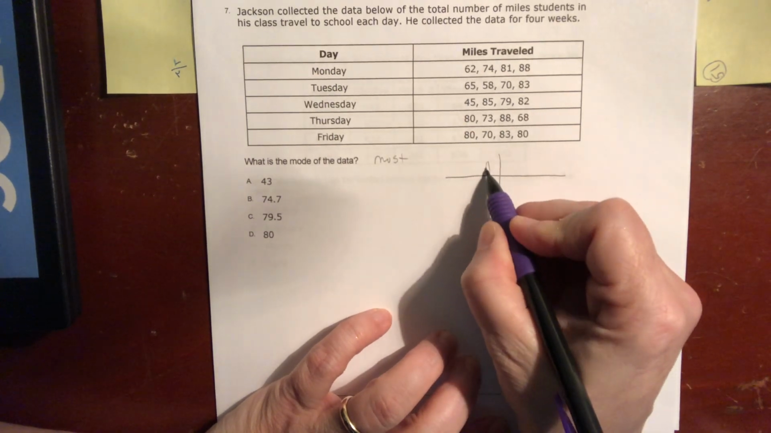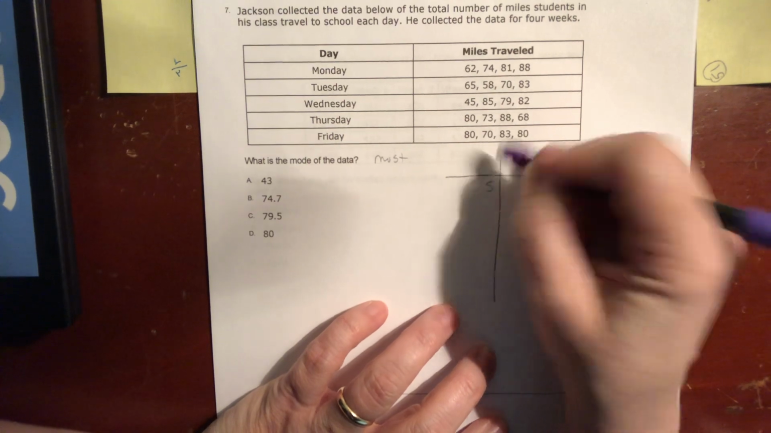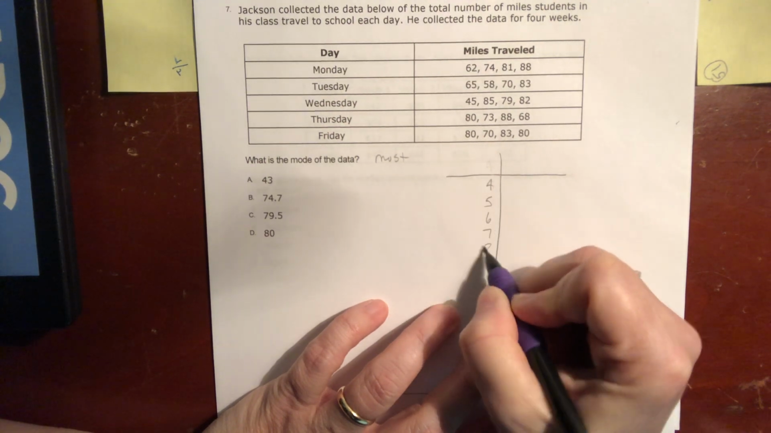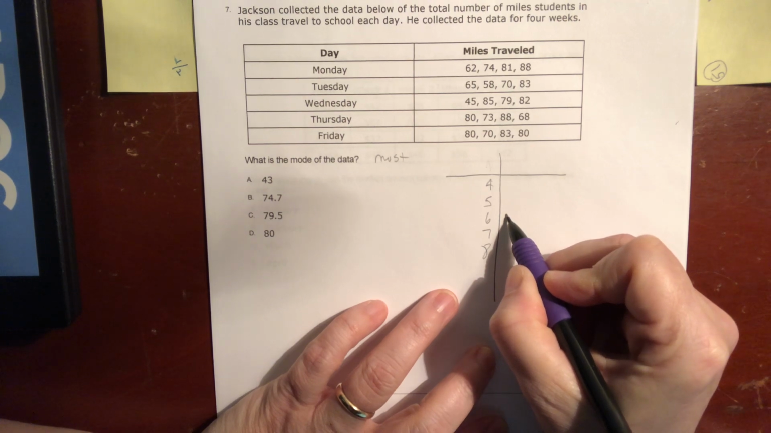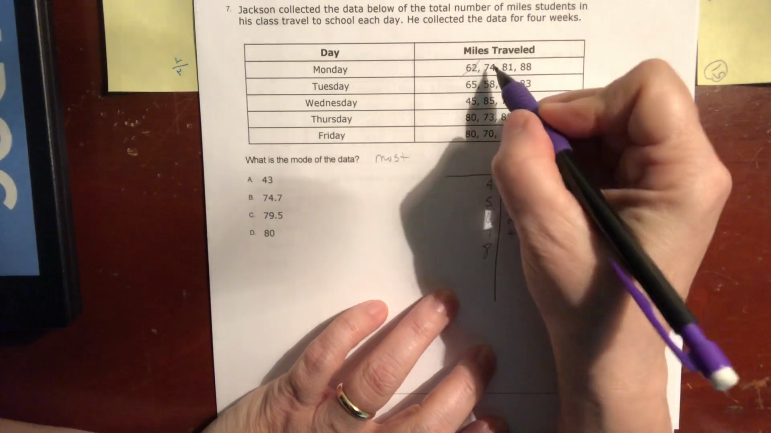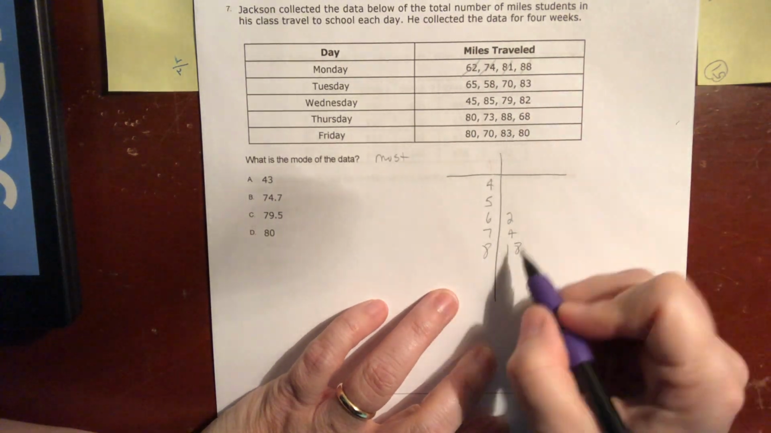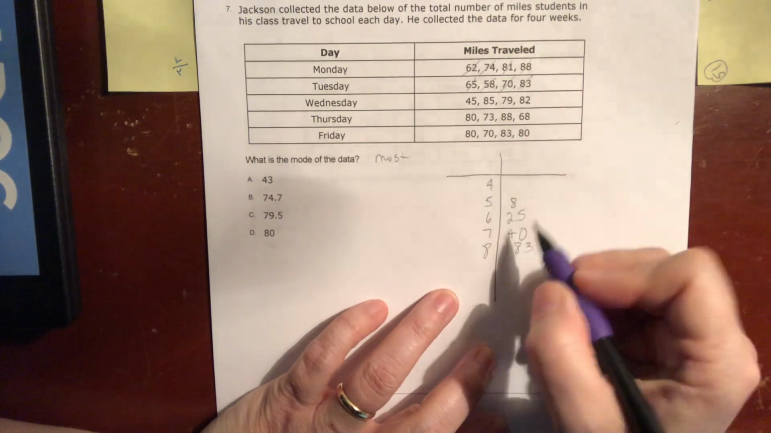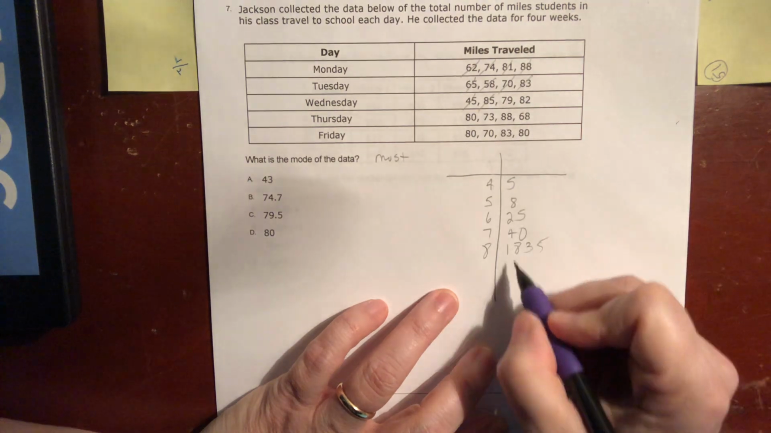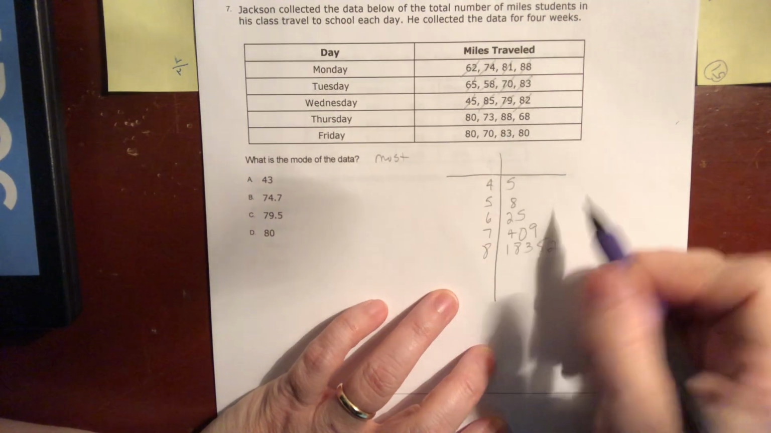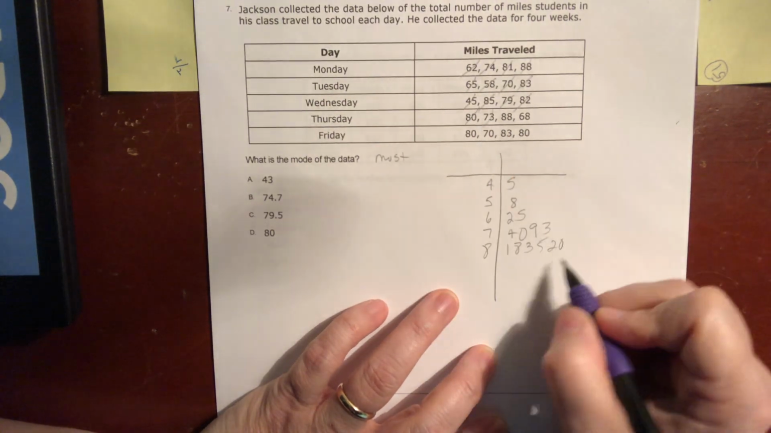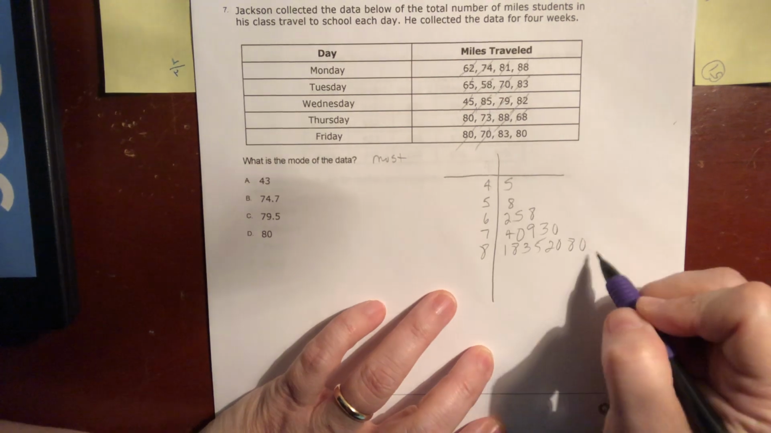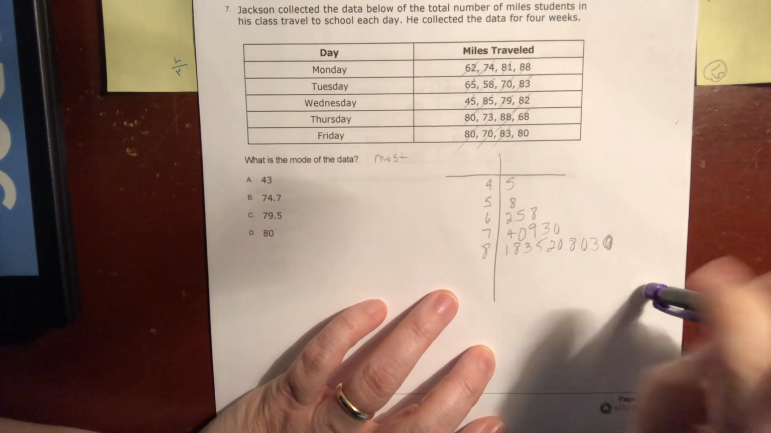So if we're looking, we've got 4s, 5s, 6, 7, 8. All right, so we got 62, 74, 81, 88, 65, 58, 70, 83, 45, 85, 79, 82, 80, 73, 88, 68, 80, 70, 83, and 80. That's a 0.